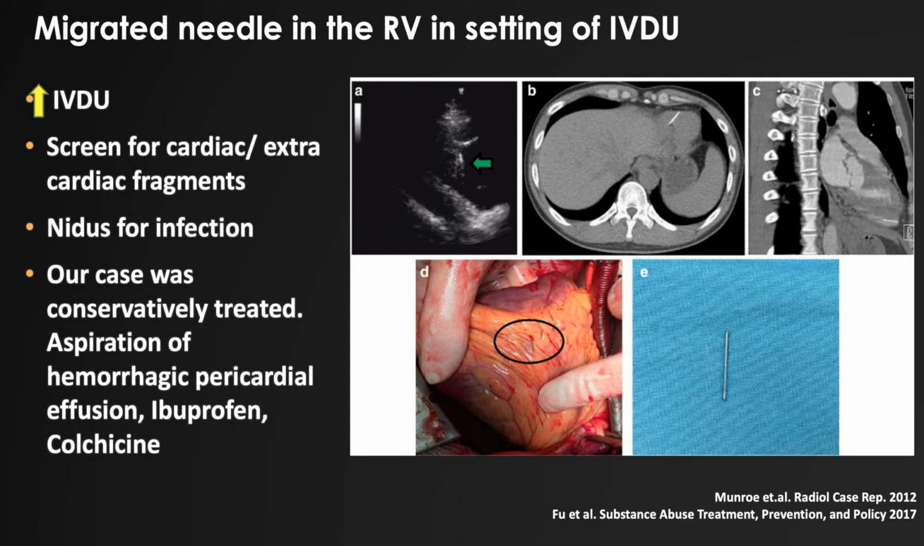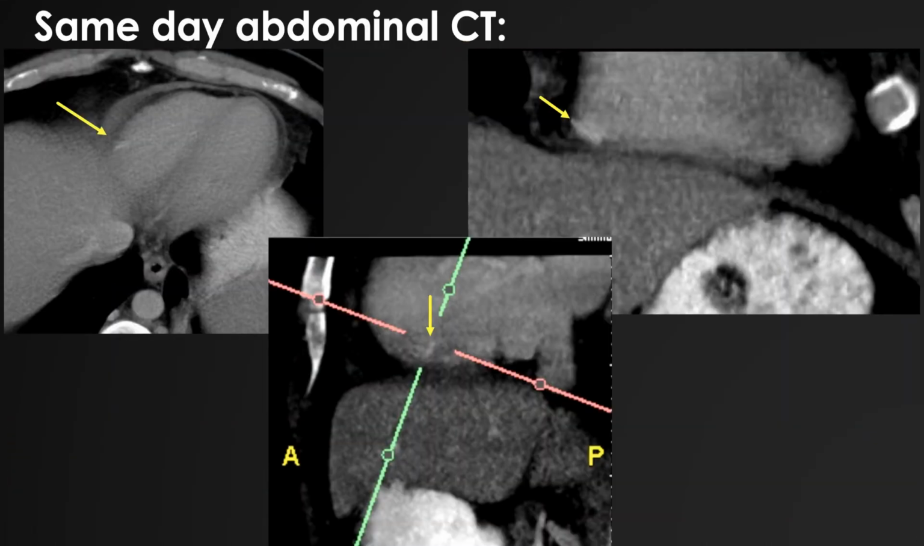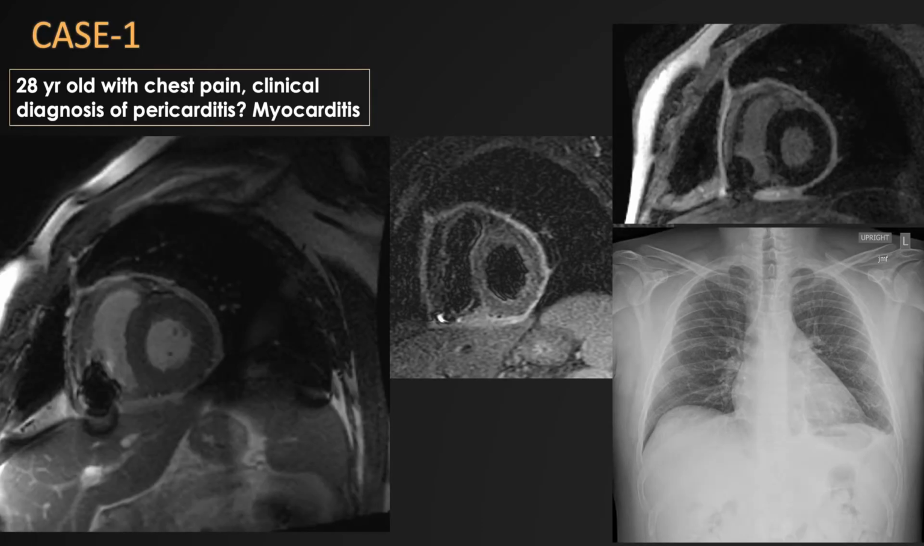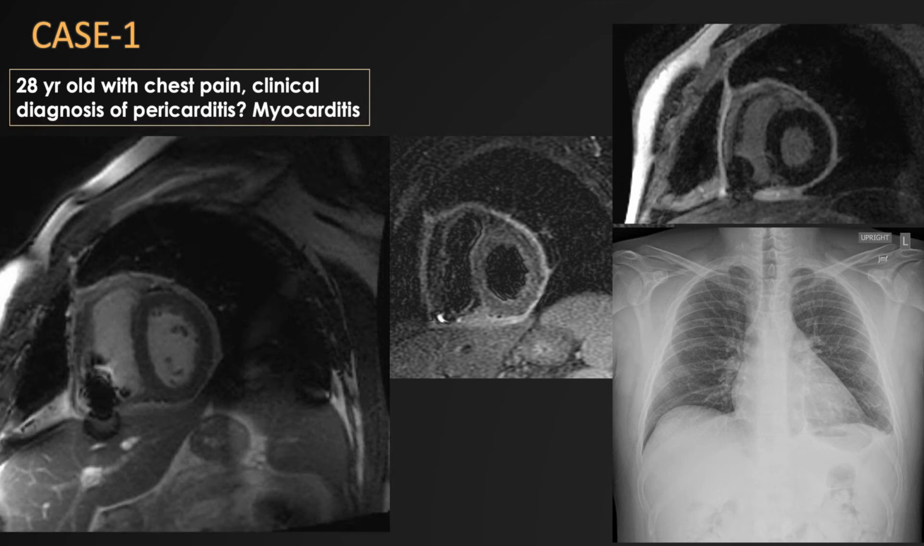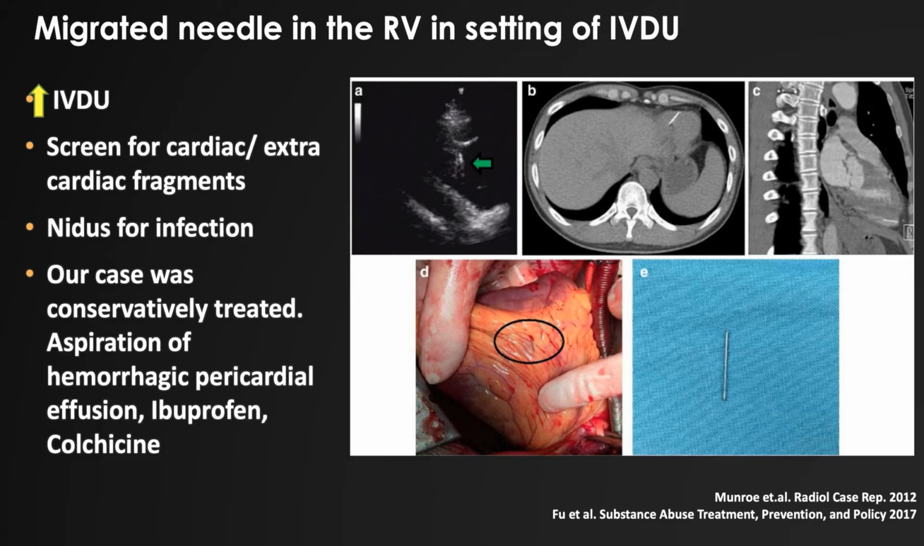So in all, the diagnosis was a migrated needle in the RV in the setting of IV drug use. We are seeing an increasing number of IVDU cases, so it is important to screen for cardiac as well as extracardiac needle fragments, in addition to all the typical infective endocarditis, septic emboli, or visceral organ infarcts that we usually see. The importance of recognizing this finding is that they can be a nidus for further infection.